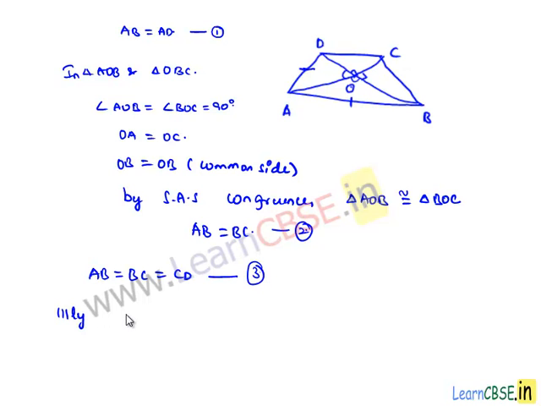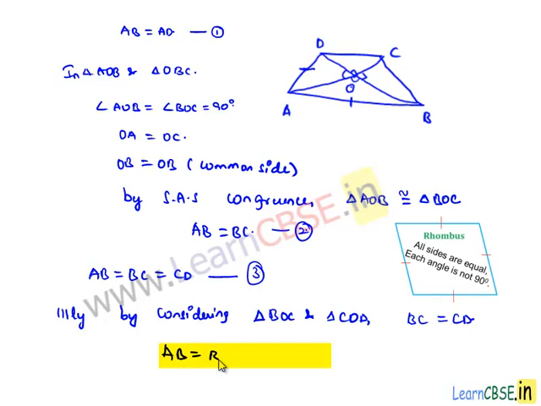Similarly, by considering triangle BOC and triangle COD and getting the congruence, and applying the concept that two congruent triangles have corresponding sides equal and angles equal, we can say BC will be equal to CD. So finally we can say that AB is equal to BC is equal to CD is equal to DA. Therefore we got the first proof that all the sides are equal for the quadrilateral and diagonals bisect each other perpendicularly. So we can say ABCD is a rhombus.